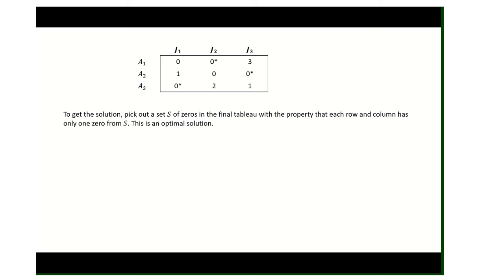And this is just summarizing. To get the solution, you pick out a set of zeros, like I just described, with a single entry picked in every row and every column. That's exactly what I just went through.